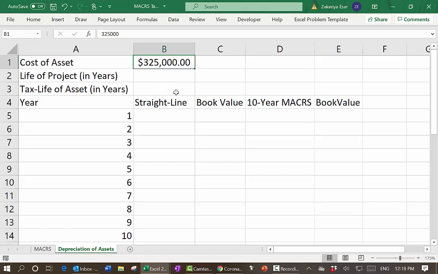Let's start with an asset that cost us $325,000 to buy. Let's say the project we have has a life of 7 years and tax life of the asset is 10 years. Let's handle the straight line depreciation. Straight line depreciation is simple, as the name suggests. Throughout the tax life of the asset, every single year, you divide the cost of asset by the tax life and you apply that percentage as depreciation.